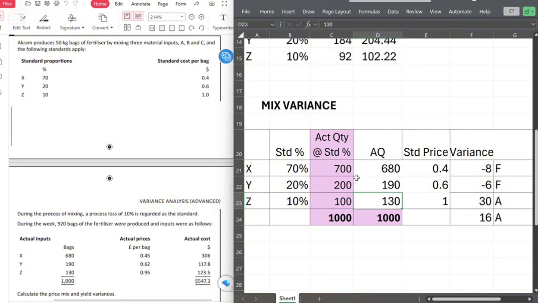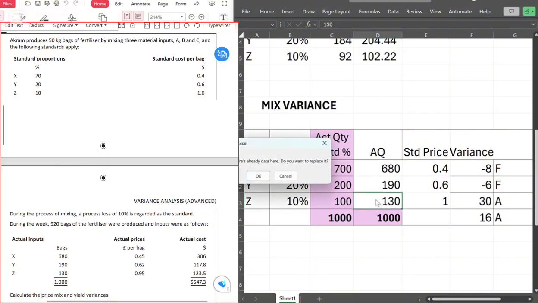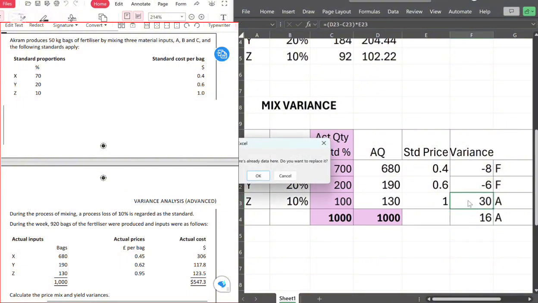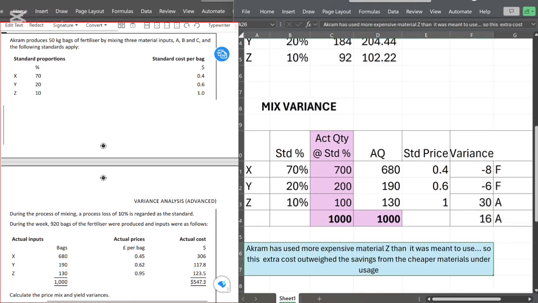So you can see X and Y are cheaper, 0.4, 0.6. And we have used less than we are actually meant to use under standard proportion. However, the extra 30 consumption that we have at a more expensive price is too huge an adverse variance. And unfortunately, that gave us 16 adverse in the entire X consumption. So that's what I've tried to put in that summary for you.